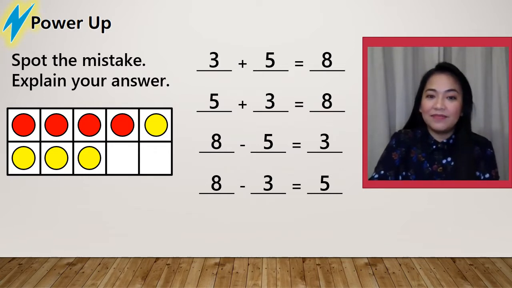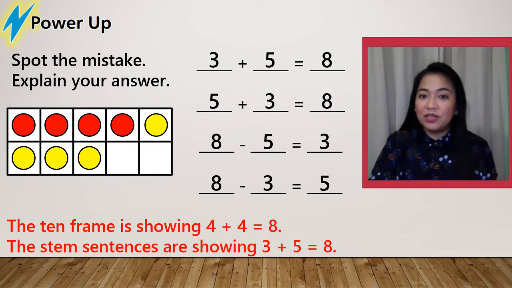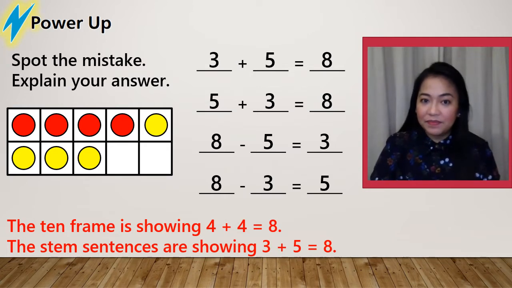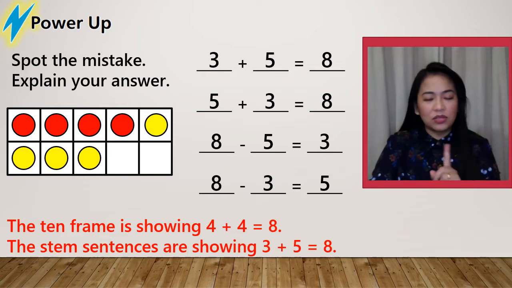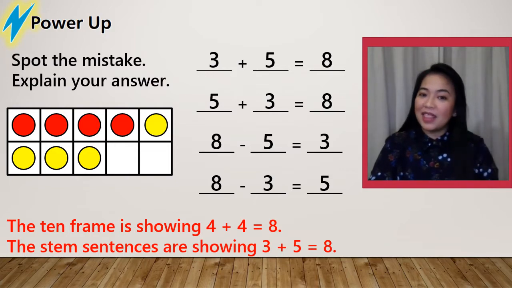Let us see. The 10 frame, as you can see, is showing 4 plus 4 equals 8, right? But the stem sentences are showing 3 plus 5 equals 8. No, they are not matching. And that's the mistake there.